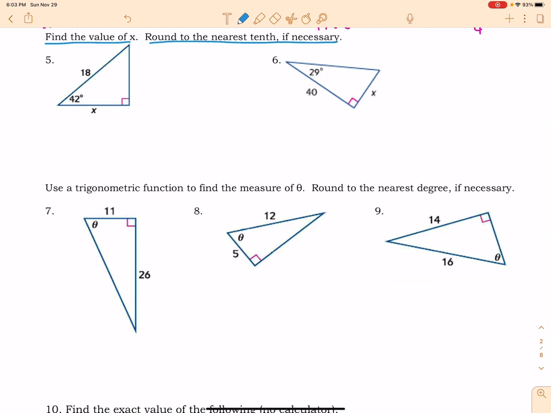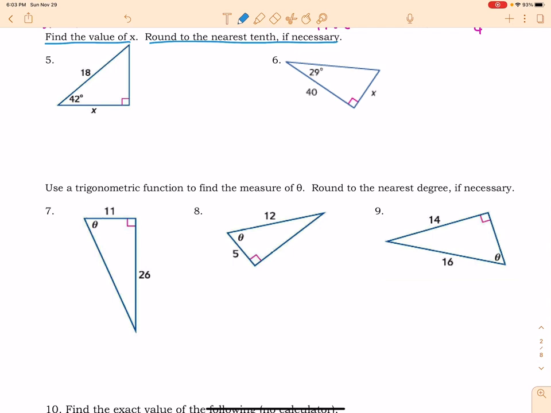Okay, so now we're not finding exact values. We're now going to be finding decimal values. So you are going to need a calculator for this. I'm going to use the Desmos scientific calculator. If you have a TI-84 or a TI-83 or something like that, I will tell you how to operate that.